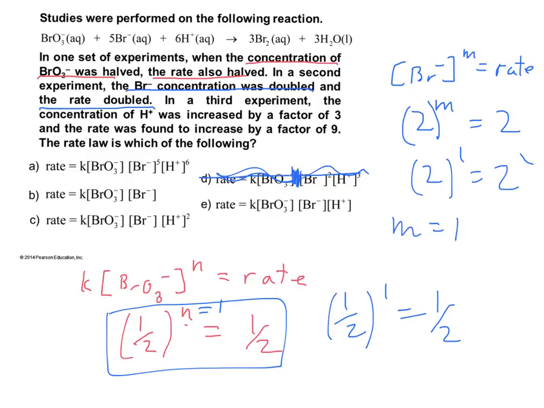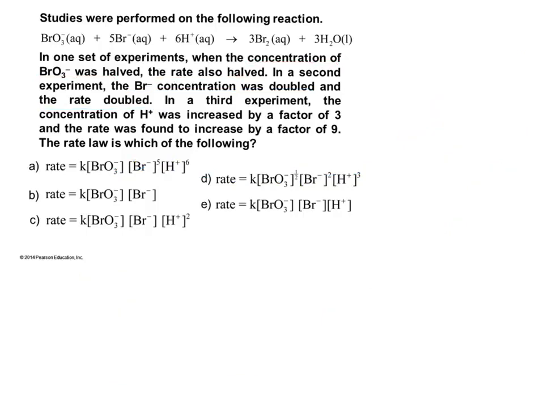So anything that doesn't have bromide as first order we can cross out here. That's 5th order for bromide, so we can cross that out. That's first order, that's first order, that's first order, so we're still in the ball game here. Next, let's take a look at our hydrogen ion concentration. That's the only thing we've got left. Whoops, things that I crossed out disappeared.